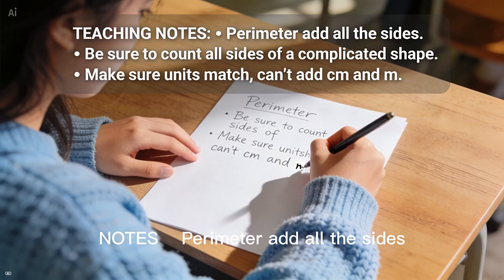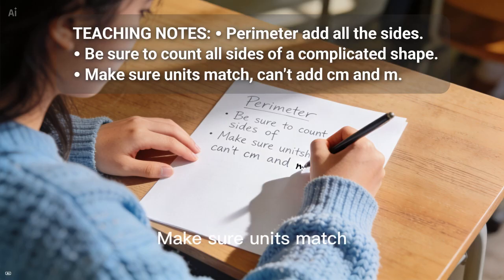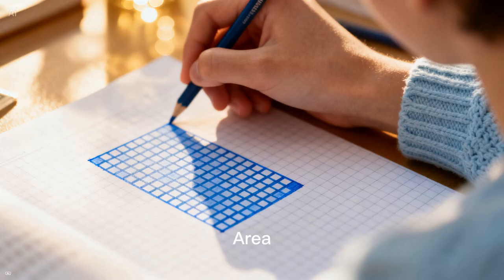Notes: perimeter, add all the sides. Be sure to count all sides of a complicated shape. Make sure units match. Can't add cm and m. Area measures the space inside a shape. This is measured in squares: square cm, square feet, square miles, etc.